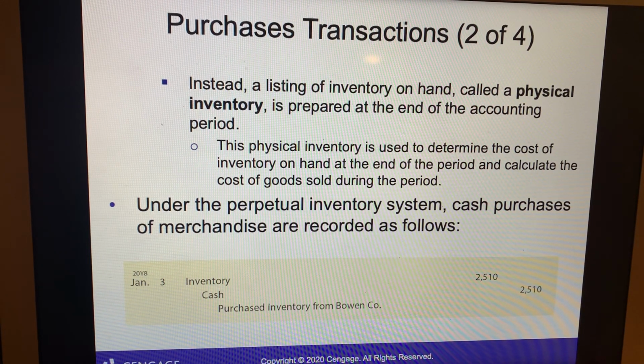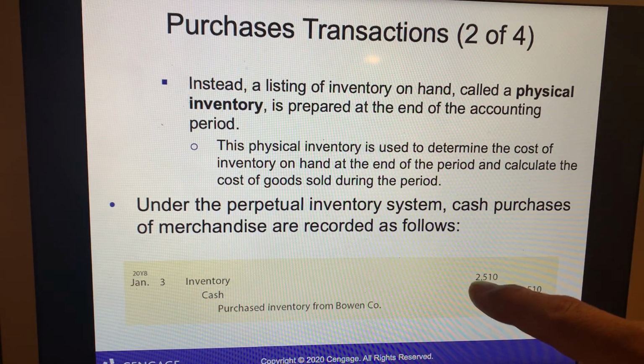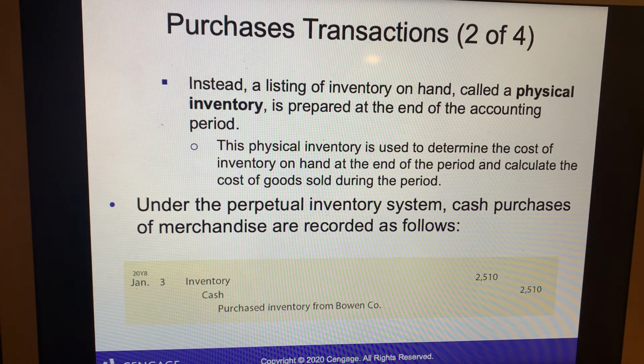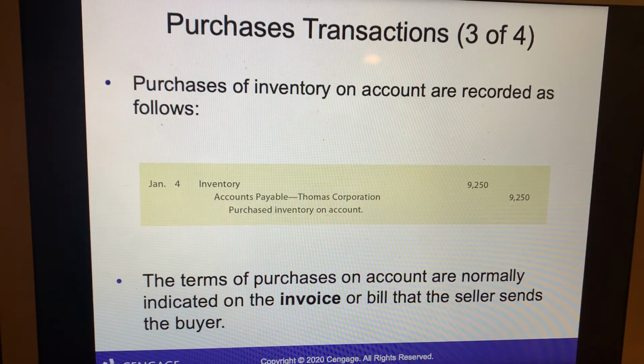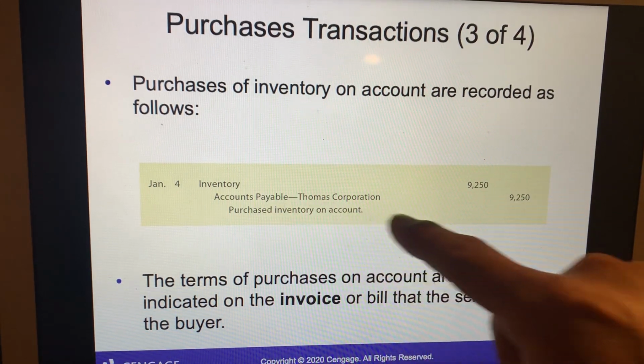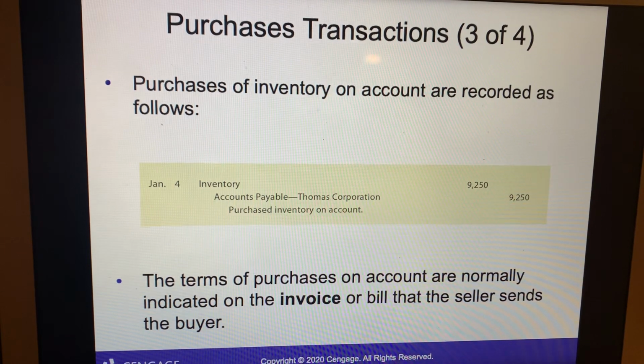Under the perpetual system, cash purchases of merchandise are recorded as follows. Right here it says inventory increased, but we used cash, so cash is credited and inventory is debited. Purchase of inventory on account is recorded as follows. Inventory went up, and this indicates we created a payable to Thomas Corporation for our inventory for $9,250.